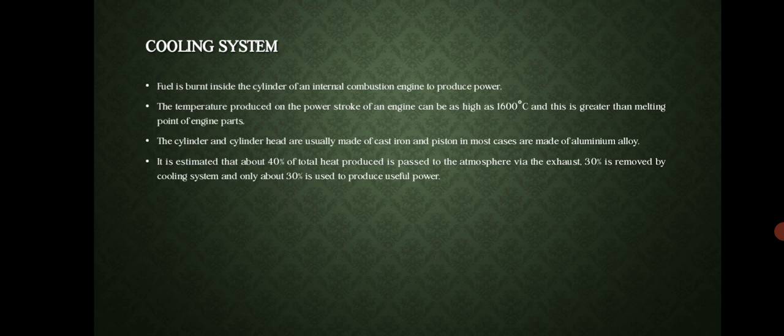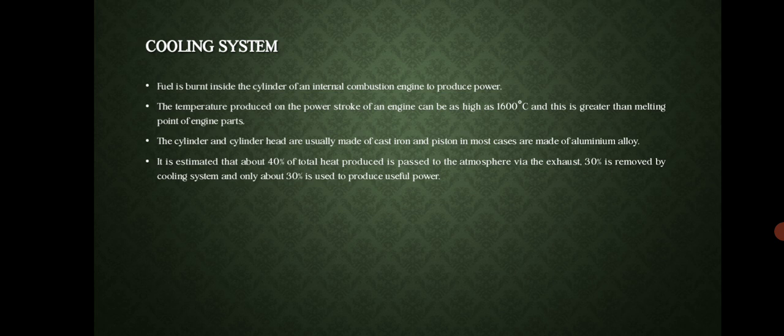Fuel is burned inside the cylinder of an internal combustion engine to produce power. The temperature produced on the power stroke of an engine can be as high as 1600 degrees Celsius, and this is greater than the melting point of engine parts. The cylinder and cylinder head are usually made of cast iron, and the piston in most cases is made of aluminum alloy.